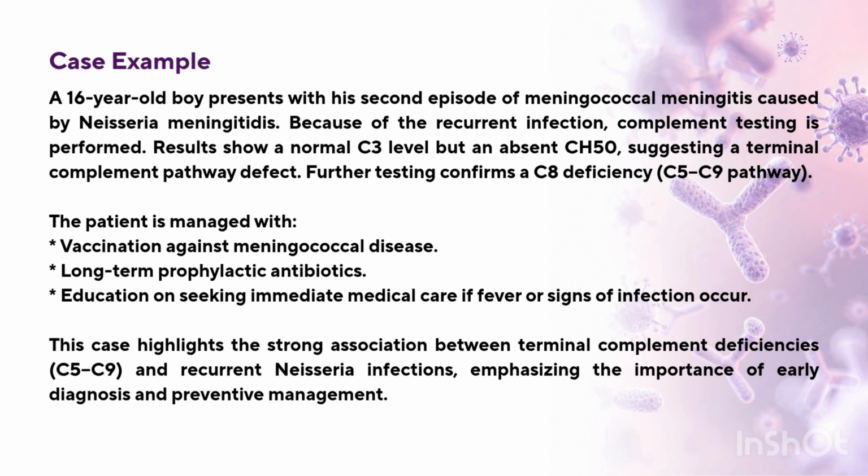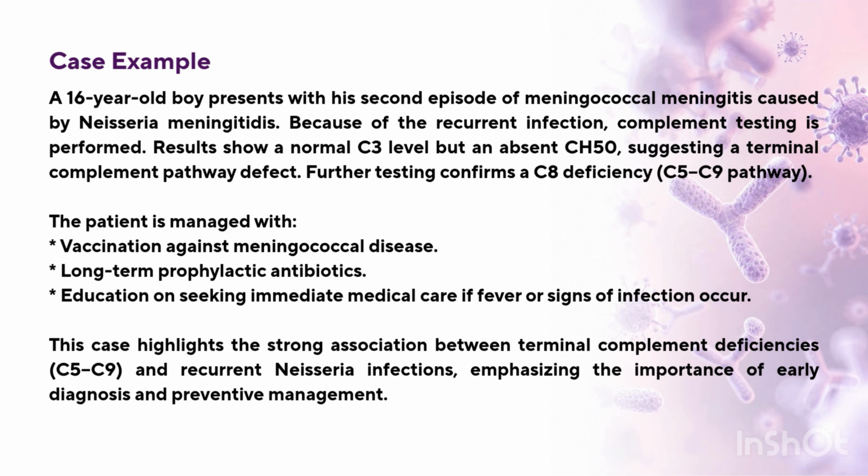Case example. This case involves a 16-year-old boy who developed meningococcal meningitis for the second time, because recurrent Neisseria infections are unusual in healthy individuals. Physicians suspected an underlying immune deficiency and performed complement testing. The results showed a normal C3 level but an absent CH50, indicating a defect in the terminal complement pathway.